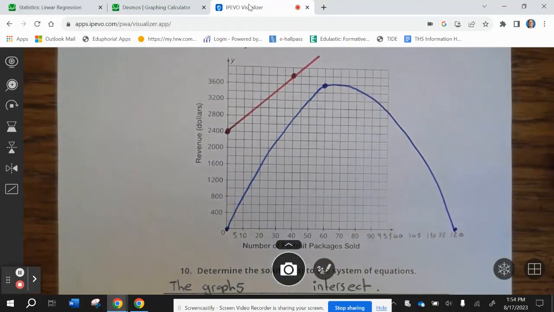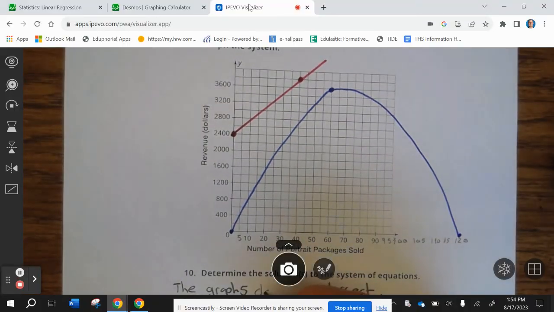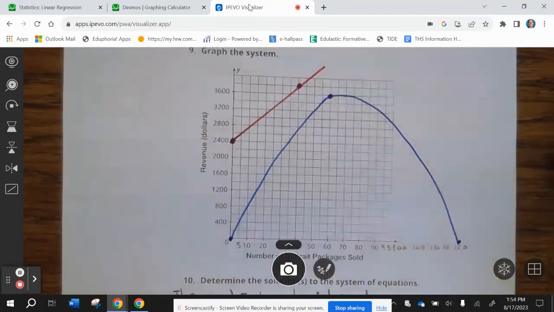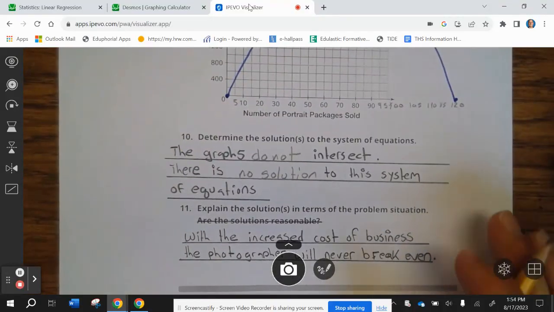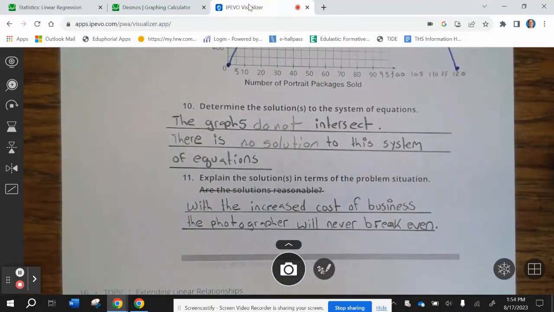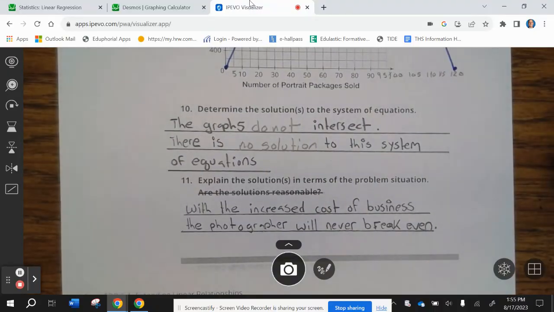Okay. Now, you'll see the graphs do not intersect, there is no solution to this system of equations. Explain the solution in terms of the problem situation. With the increased cost of business, the photographer will never break even. Okay, go ahead and finish that up and have a wonderful Wildcat day.